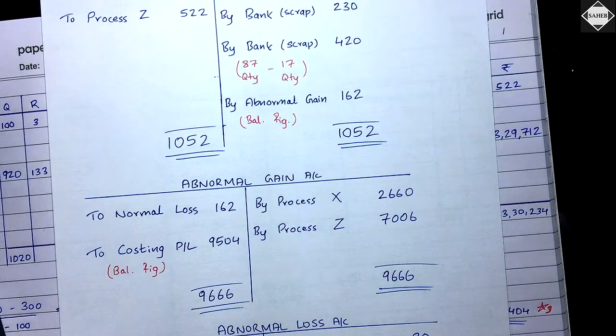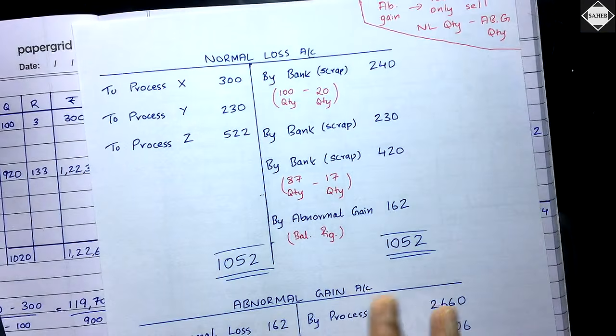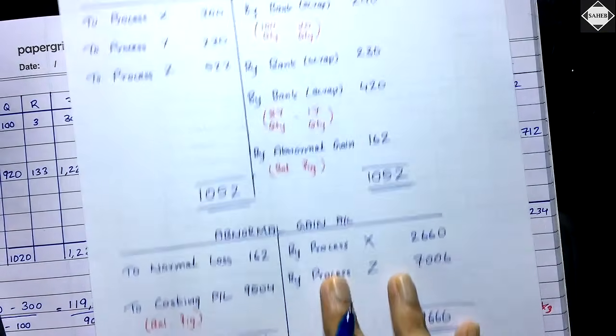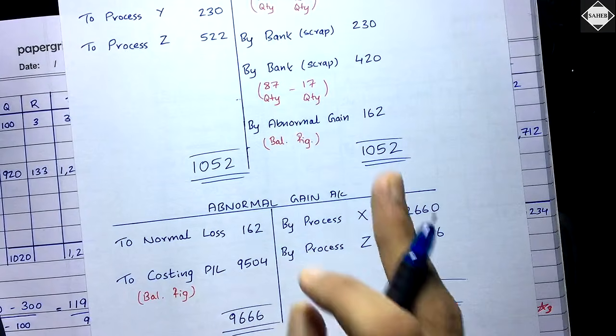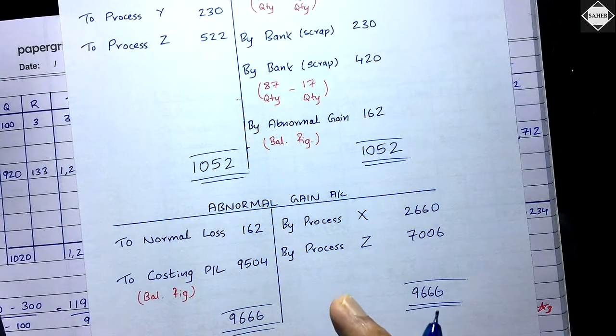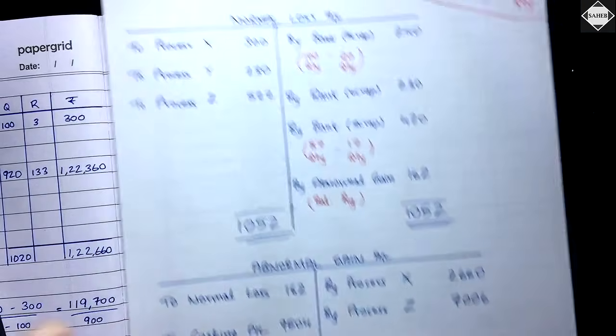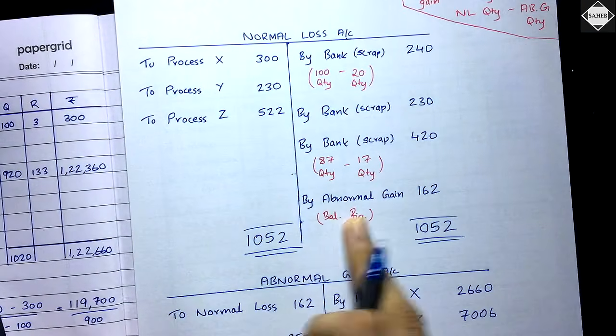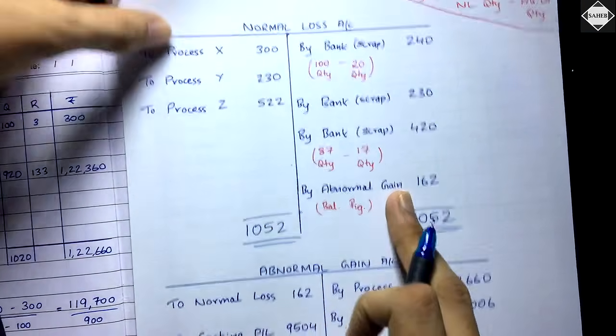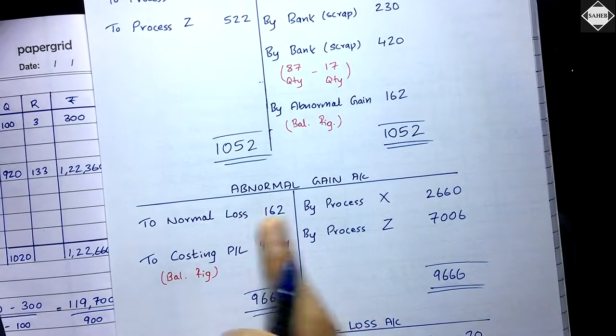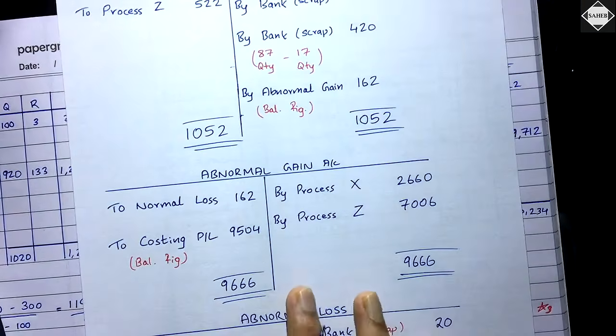Fine. So in the abnormal gain account, what do you have to do? You understand how to prepare the normal loss account? It's very simple: cross postings and then sell it off, and then the balancing figure will go to abnormal gain. Then in the abnormal gain account, it's again the cross posting. First, take the cross posting from the normal loss account itself. Here abnormal gain is on the credit side, so take it on the debit side to normal loss, 162.